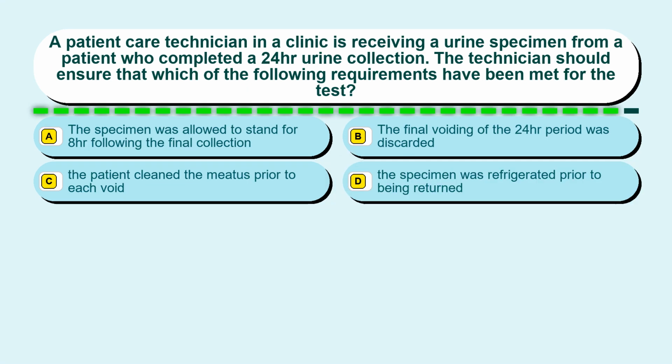Question 10. A patient care technician in a clinic is receiving a urine specimen from a patient who completed a 24 hour urine collection. The technician should ensure that which of the following requirements have been met for the test? Option A, the specimen was allowed to stand for 8 hours following the final collection. Option B, the final voiding of the 24 hour period was discarded. Option C, the patient cleaned the meatus prior to each void. Option D, the specimen was refrigerated prior to being returned.